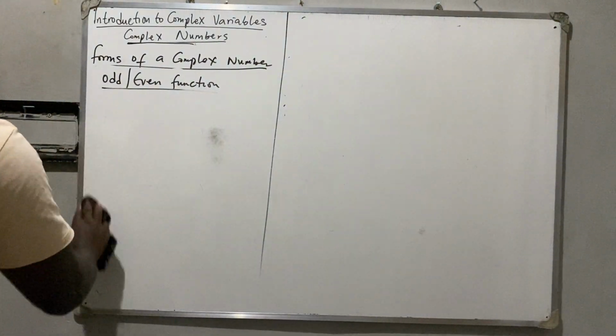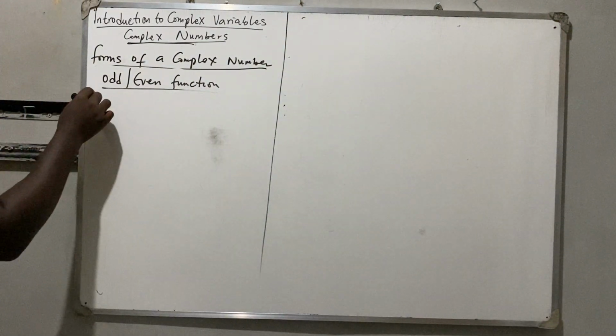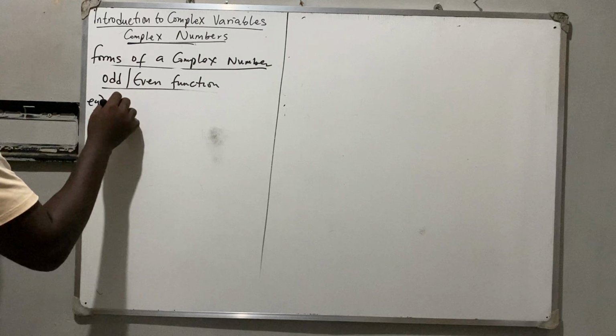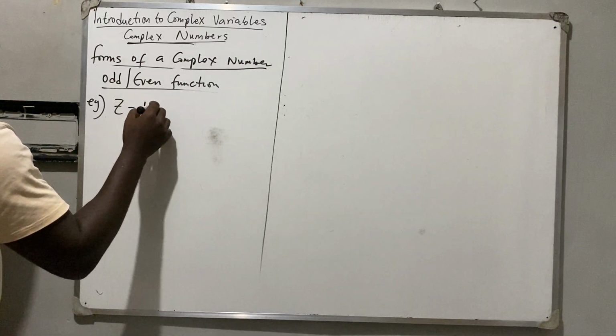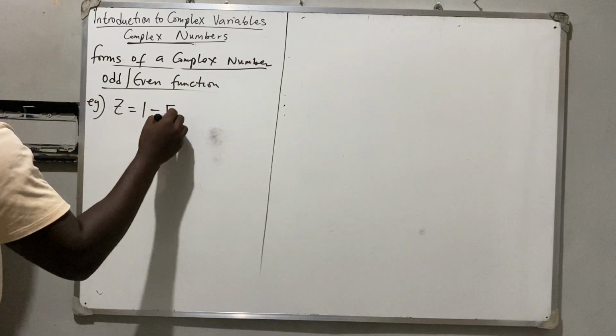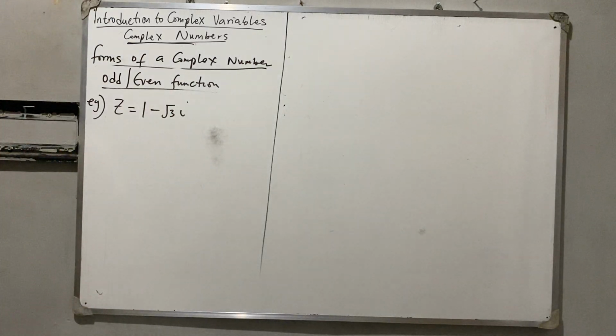All right, so now example. Let's take that z is equal to, let's use the same thing we used before, but in this case let's change it to minus root 3i. Okay, let's see why we are studying this, even and odd functions.